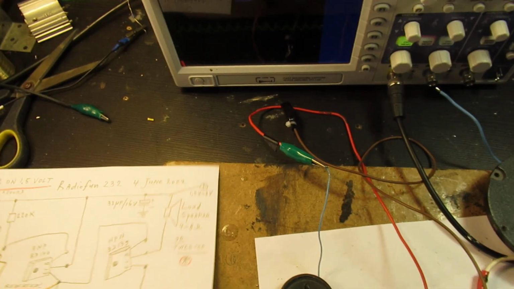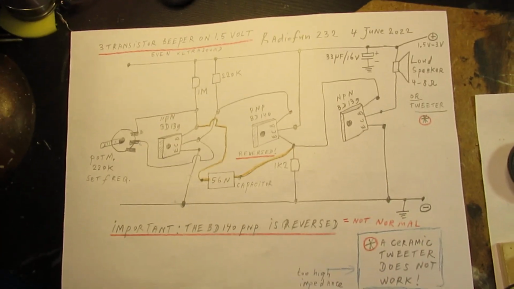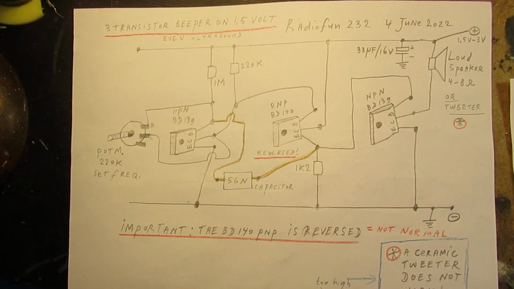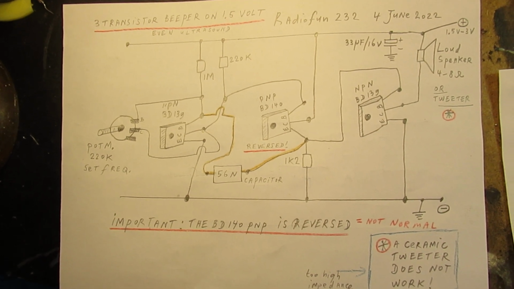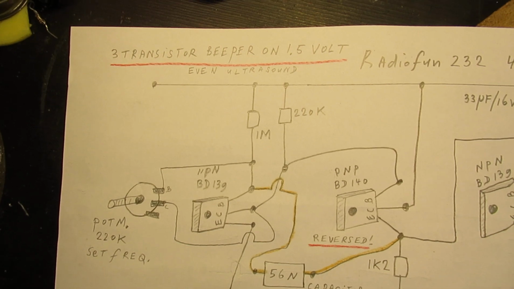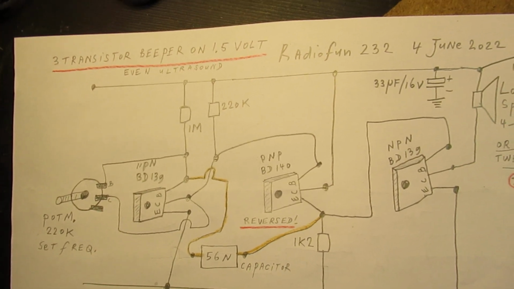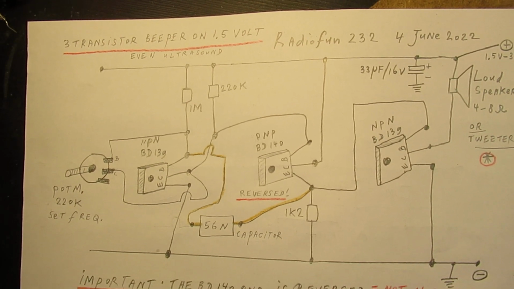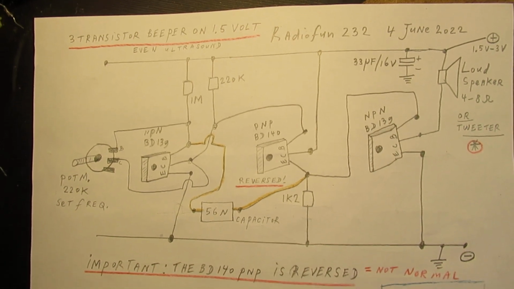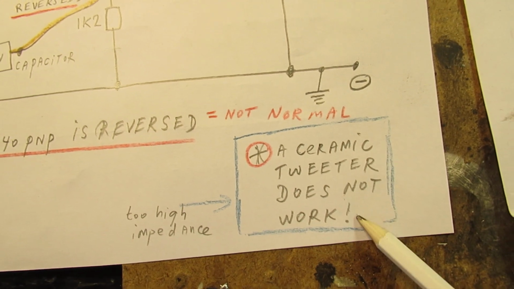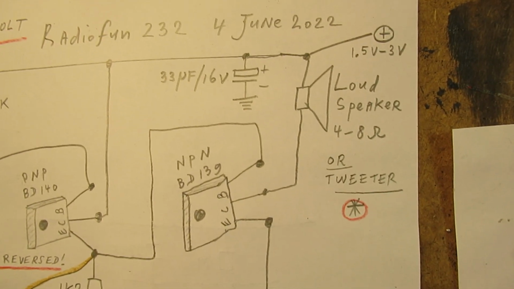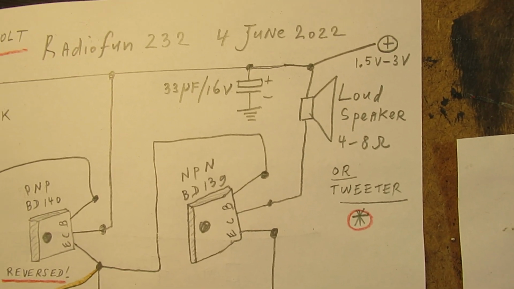So when you are interested, here is a more or less practical schematic. So you can solder this or not solder this, or make it on a breadboard, and I'm very interested about the results. And important to tell, a ceramic tweeter doesn't work. The impedance is too high, so you need a real loudspeaker with a resistance in the range of 4 to 8 ohms.